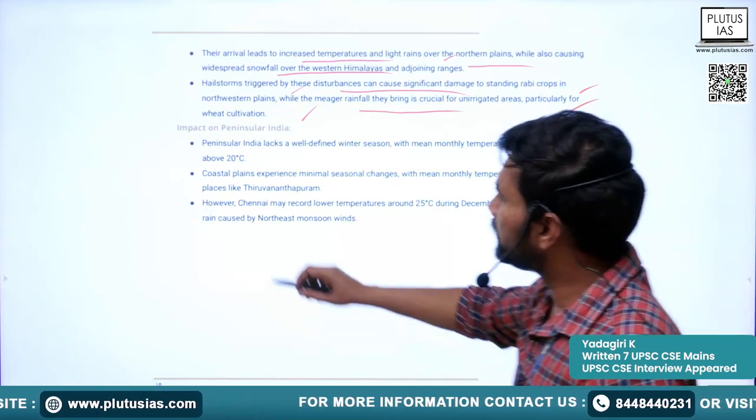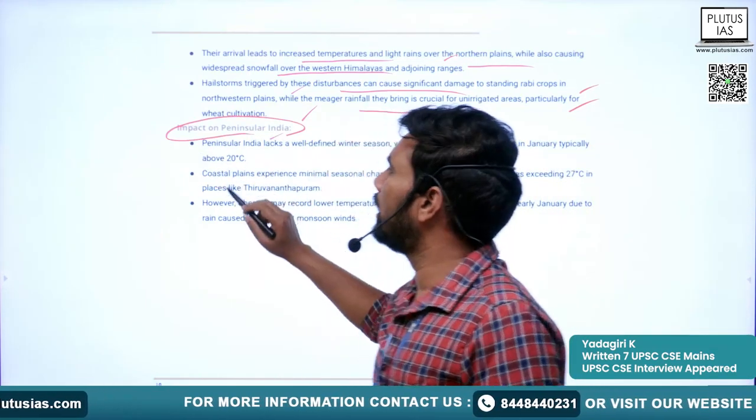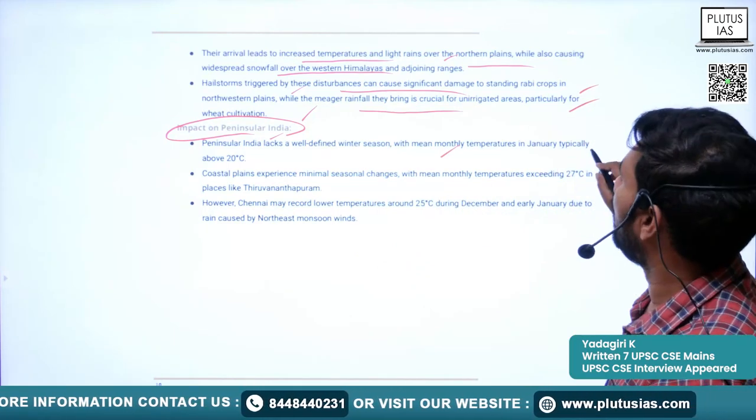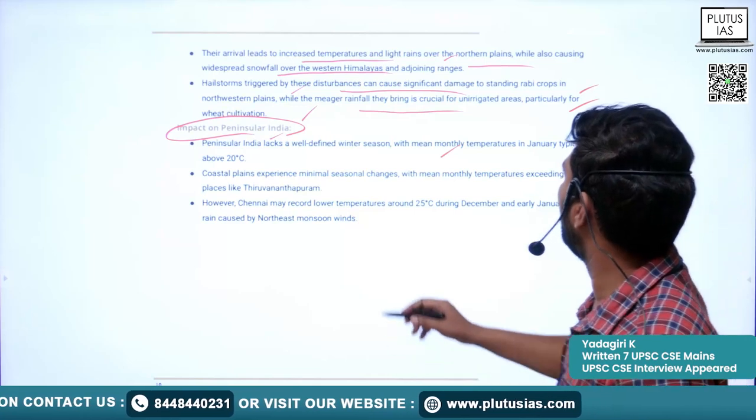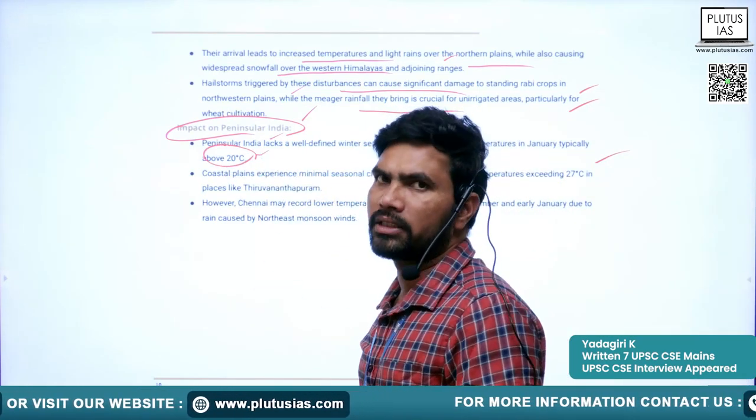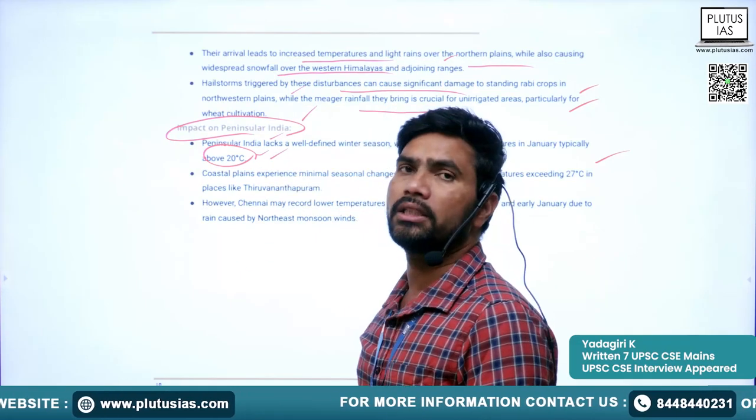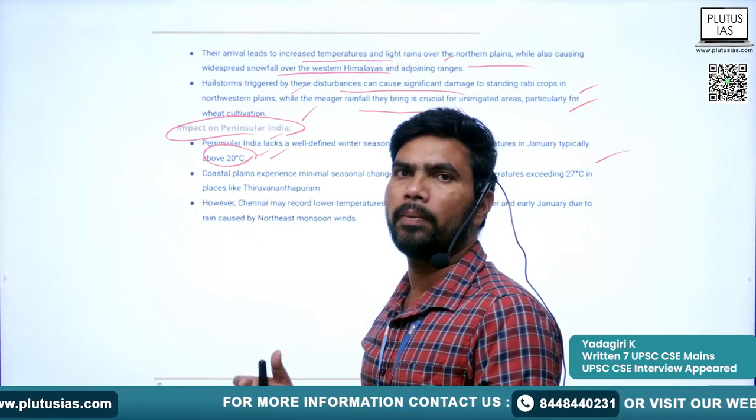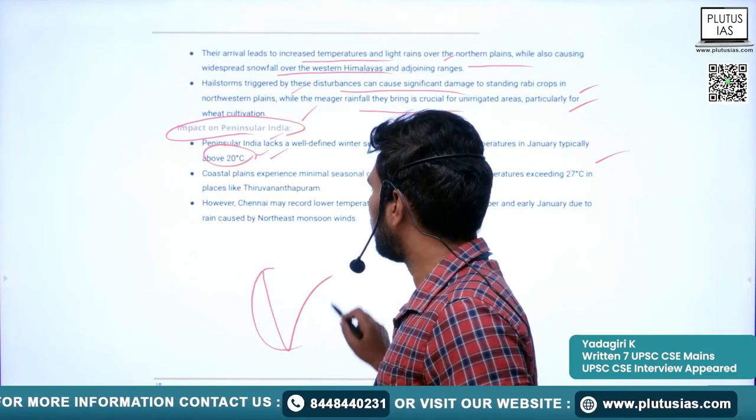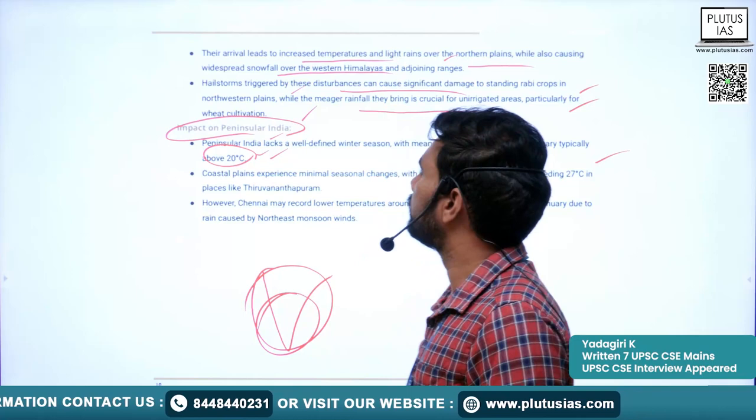Now, if we see the impact on peninsular India, peninsular India lacks a well-defined winter season, with mean monthly temperatures, the mean temperatures, above 20 degrees centigrade. So we cannot see a predominant winter season in the southern part, especially this part.